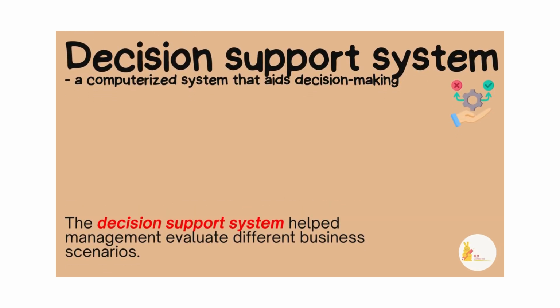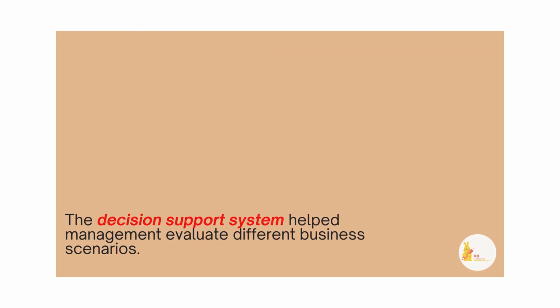Number 4. Decision support system. Please repeat. Decision support system means a computerized system that aids decision making. Example: the decision support system helped management evaluate different business scenarios.